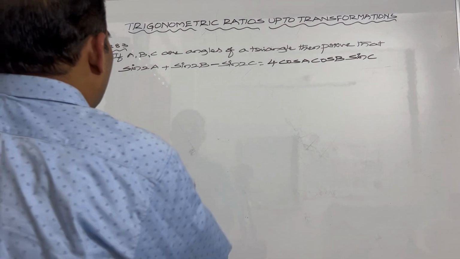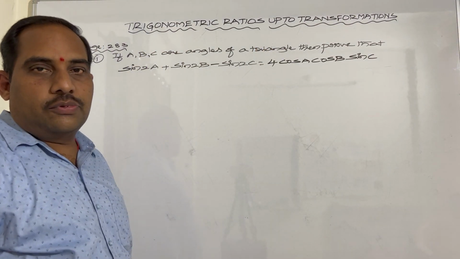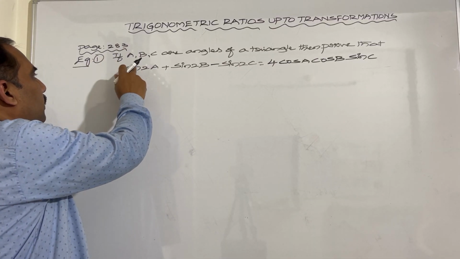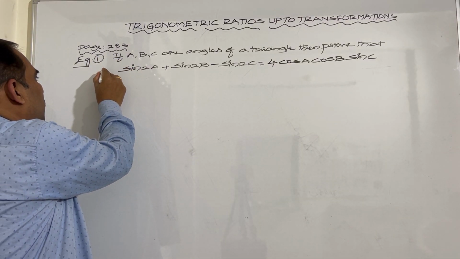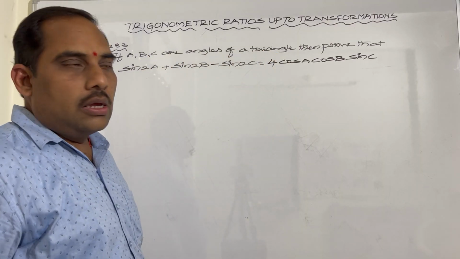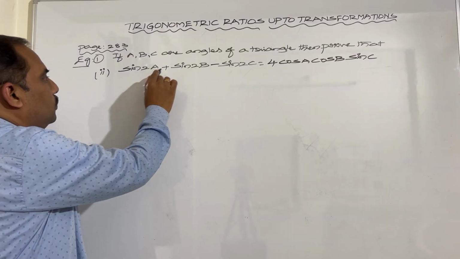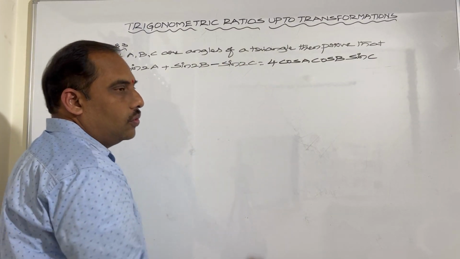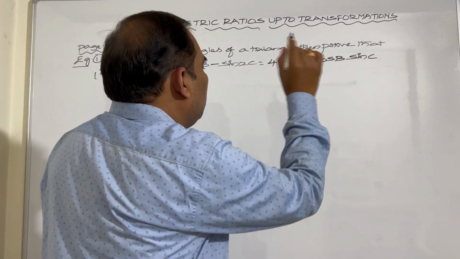So in this video we are going to discuss trigonometric ratios up to transformations. So page number 283, example 1. The second bit is: if A, B, C are angles of a triangle, then prove that sin 2A plus sin 2B minus sin 2C is equal to 4 cos A cos B sin C.